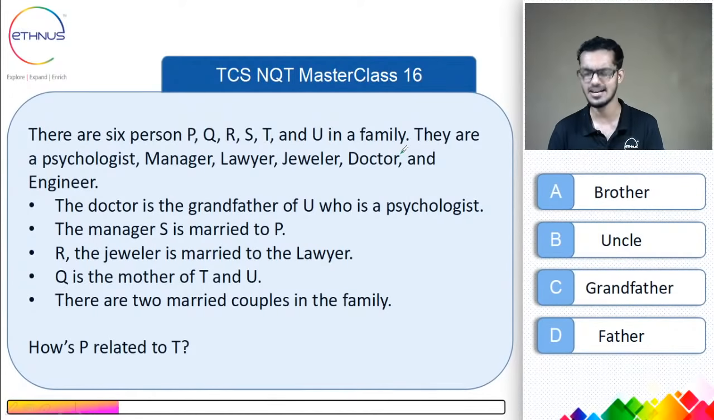Okay, so suppose if you get the answer, you can type it out in the live chat. Is it brother? Is it uncle? Is it grandfather? And is it father? So generally, when it comes to blood relation problems, we would try to solve the traditionally asked questions. So this is something different compared to that. So let me see how many of them will get the answer. If you get the answer, please type it out in the live chat.